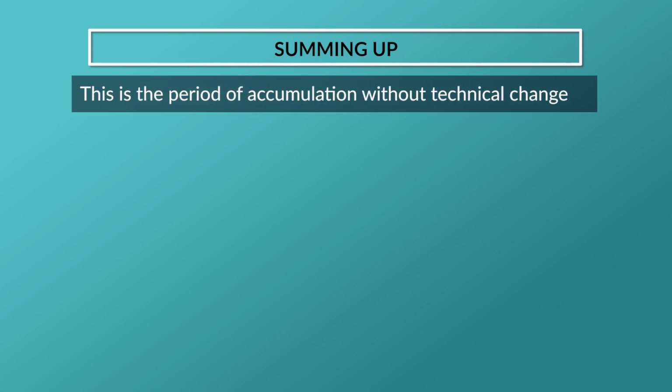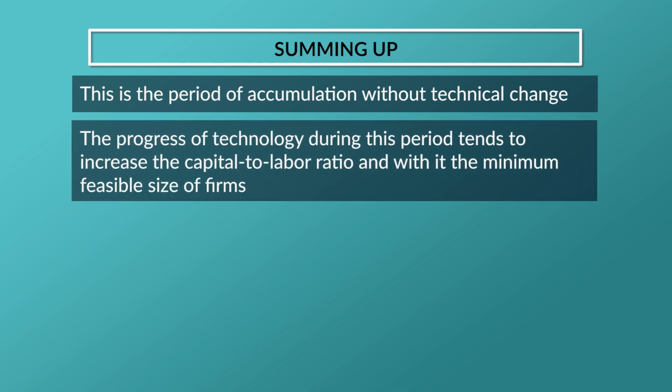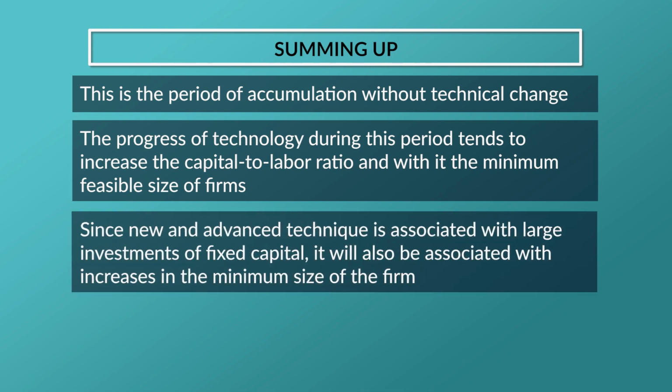At the end, we would like to summarize the main takeaways from this module. The first stage of capitalist development, the stage of primitive accumulation, is a period of accumulation where there is no technical change. In the second stage, the stage of absolute concentration, the progress of technology during this period tends to increase the capital-labor ratio, and with it also the minimum size of the firms. Since new and advanced technique is associated with large investments of fixed capital, it will also be associated with increases in the minimum size of the firm. So the minimum feasible size of the firm becomes a very important factor in this stage of capitalistic development.